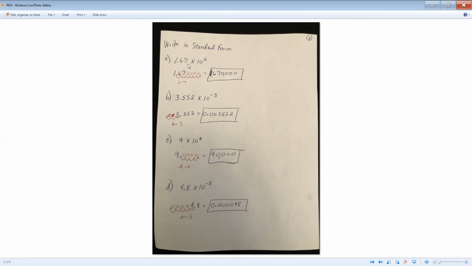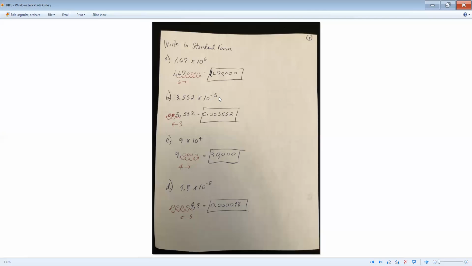I have 1.67 times 10 to the 6th power. Since there's a positive exponent, I want this to have a positive effect on that 1.67. In other words, it should be greater. So I move my decimal 6 places to the right. If I do that, 2 of those places will be taken up by the 6 and 7. The other 4, we will use zeros as placeholders. So that'll be 1,670,000.